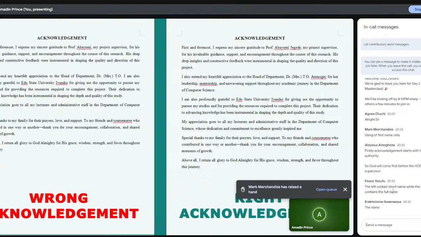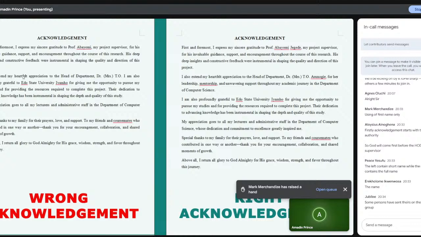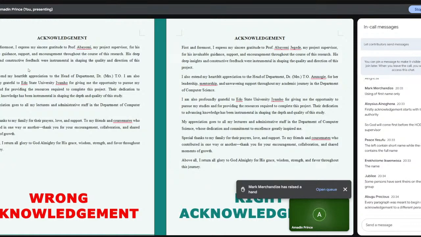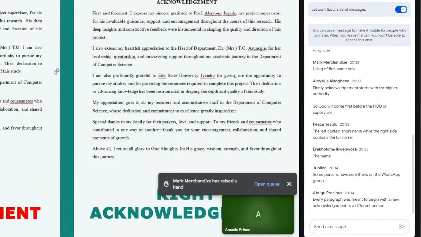So this person said the left contains short names and the right contains full names. Okay, the name is not specific enough. I like this second one. I believe one person just got one right. You still have three more to go. So just keep them coming.